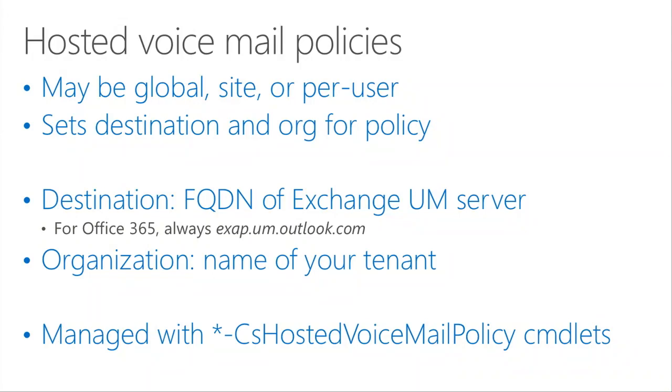Okay. So if you're using a different hosted provider, these values may be different, but at least for Office 365, the FQDN target is always going to be xap.um.outlook.com, and the organization name is always going to be the name of your tenant. So for my test tenant, it's worldsbiggeststartup.com. For your tenant, it may be tailspintoys.com or emia.contoso.com or whatever. So you'll use New-CsHostedVoicemailPolicy to create this policy that specifies these two things, and then you'll grant it either globally or at the site or per user levels.